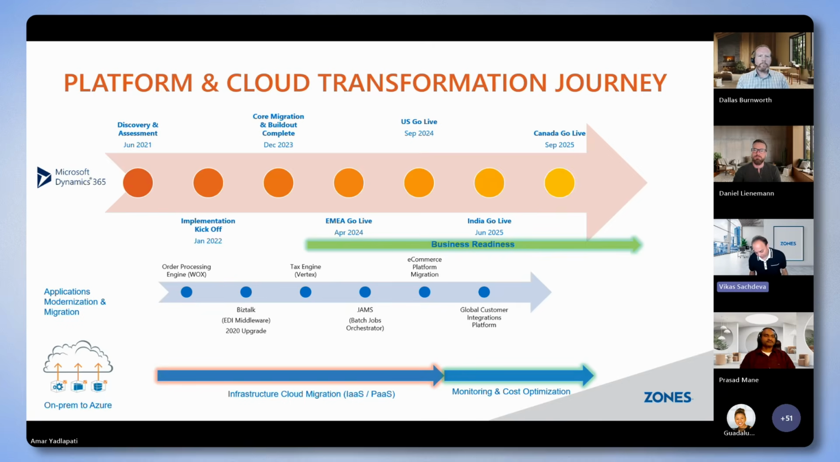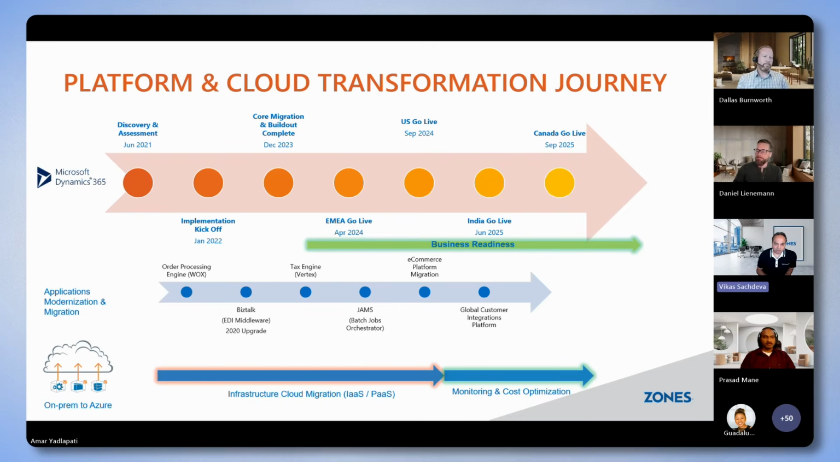So before I jump into the AI journey for Zones, I want to take a few minutes and go back in time and talk about our platform and cloud transformation journey, because this is the foundation on which we have been building our AI strategy and journey. In the last almost 4 years, we started this platform and cloud transformation journey way back in June 2021. That is when we decided to upgrade our Microsoft platform and move from our on-premise data center to the cloud. This took us a long time, but this was really important to get right.